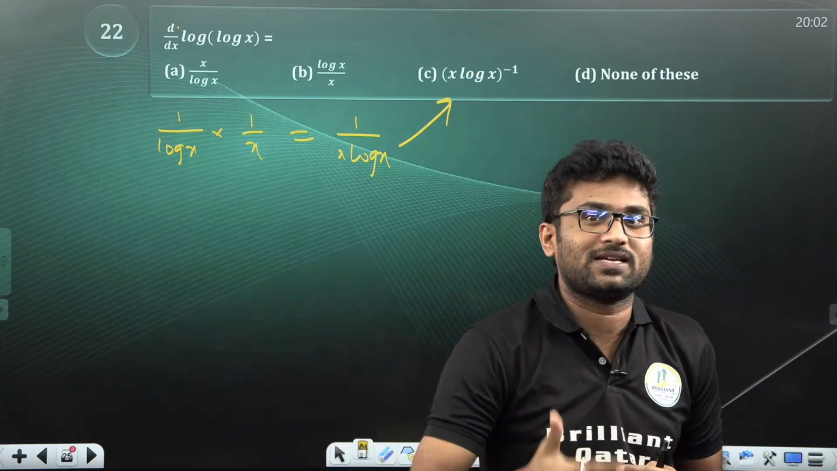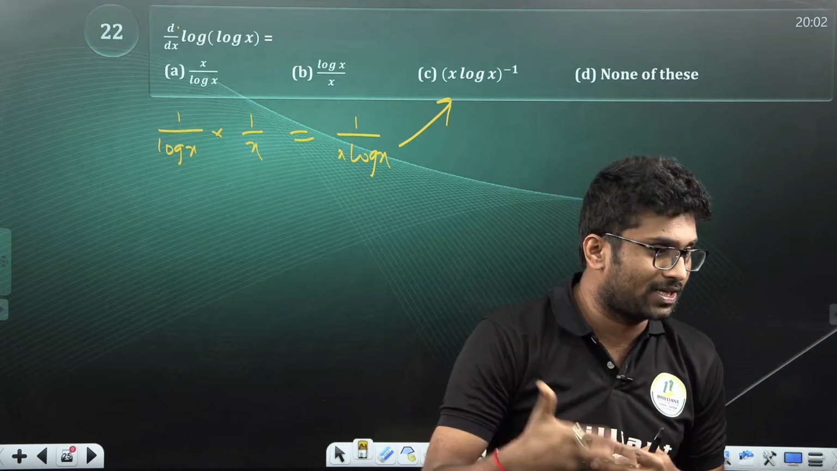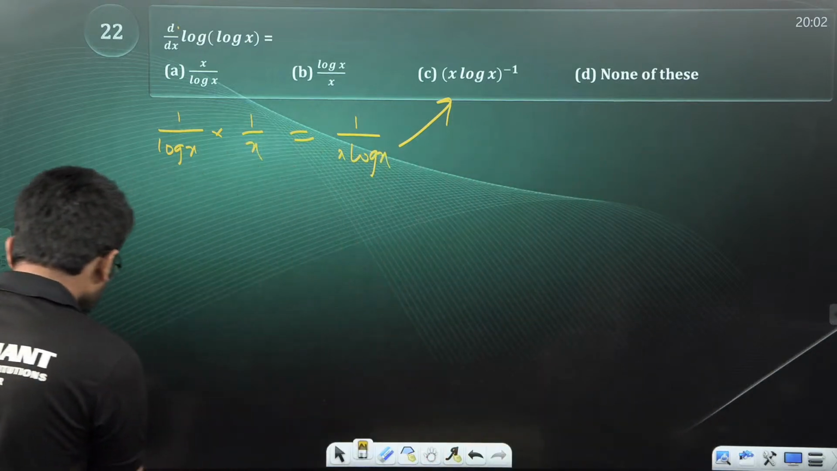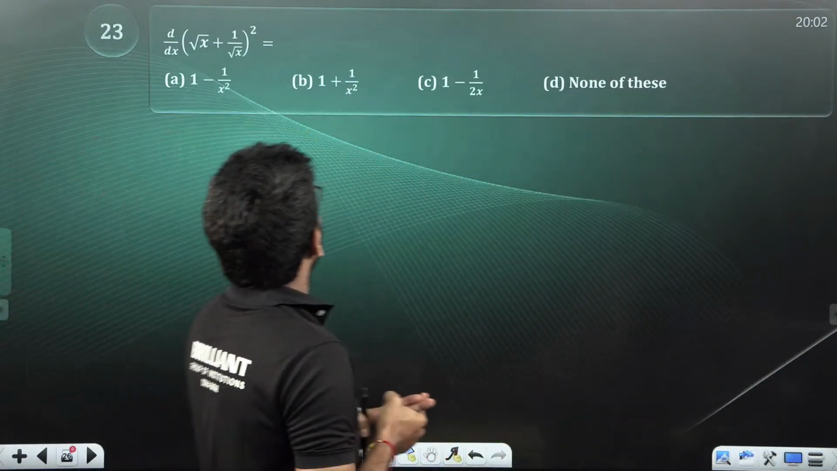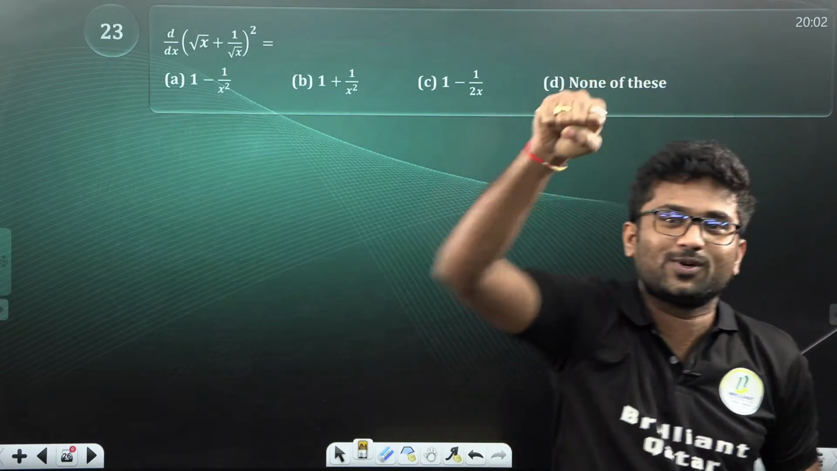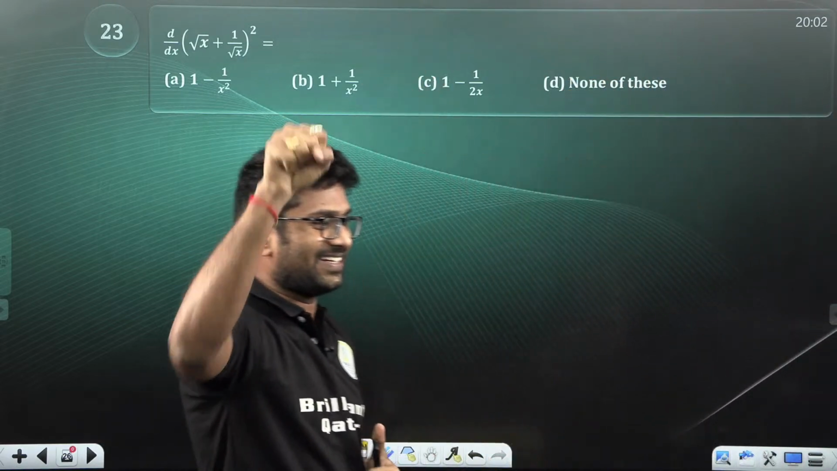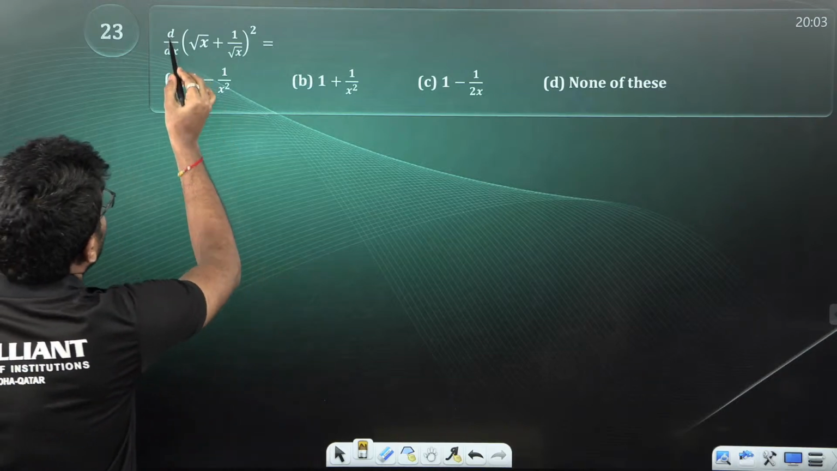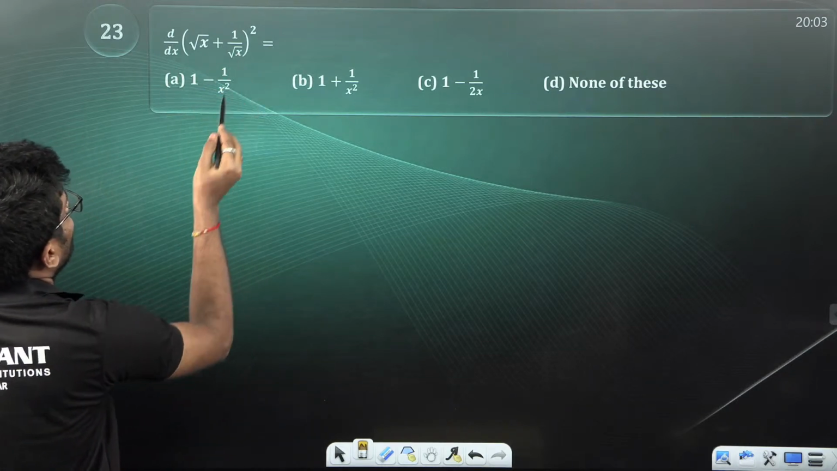All these are practice that makes us better, perfect. Question number 3, d by dx of root x plus 1 by root x whole square. Very good Nagaraju, very good man, you're rocking. Chalo, d by dx of root x plus 1 by root x whole square.